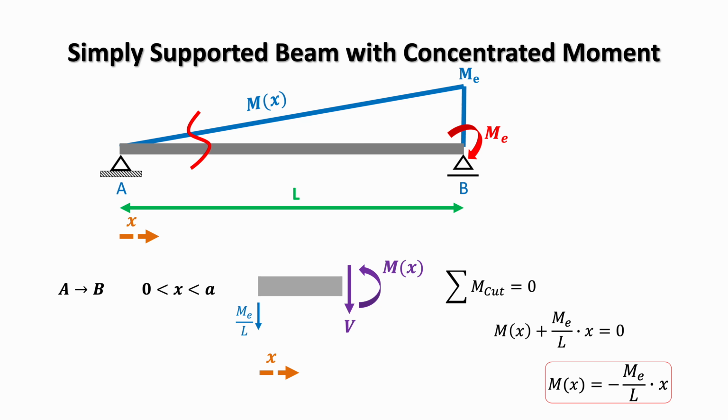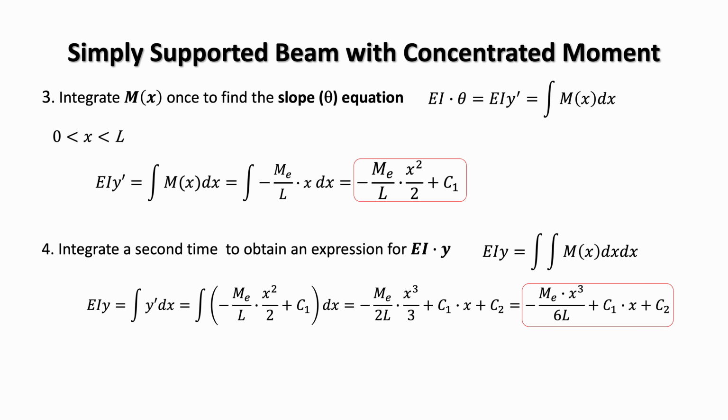So taking moments around the cut, we get the moment that we just exposed, plus, because in our sign convention that downwards reaction gives us a positive moment, ME over L, which is the reaction force, times x, which is the lever arm, and that needs to equal 0. Rearranging this, we obtain the bending moment expression, which is minus ME over L times x. Next, we apply the double integration method to obtain the slope and the deflection equations. We start by integrating the bending moment expression that we just found once to find the slope.